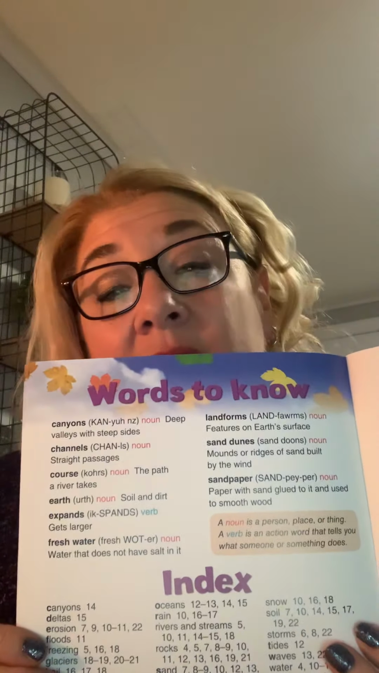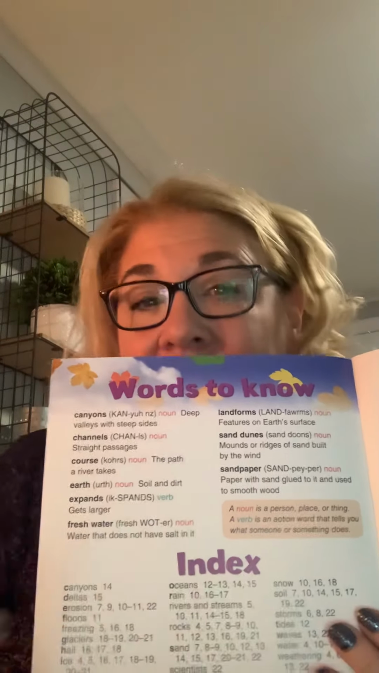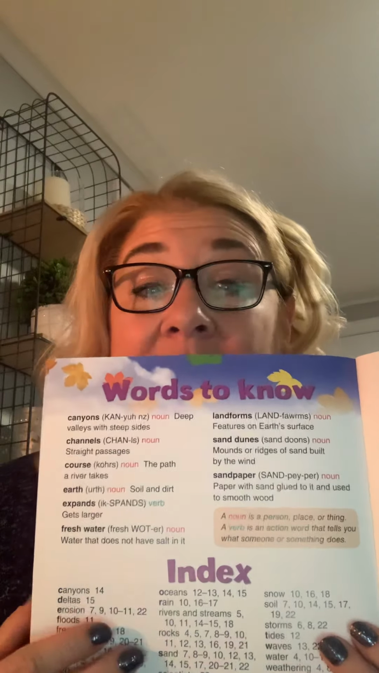In this particular book, they call it Words to Know. But as we're talking about nonfiction books, we can talk about a glossary of new words or vocabulary words. In this particular book, they're called Words to Know. And it also has an index. And I would review what an index is. An index would be, say I wanted to learn more about storms. I would look in the index, see if the word storms is here.